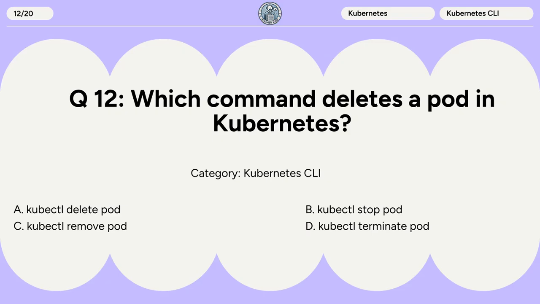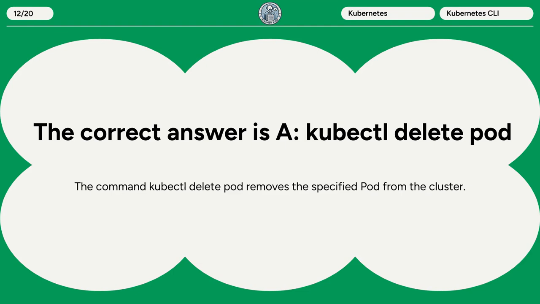Question 12. Which command deletes a pod in Kubernetes? A. kubectl delete pod. B. kubectl stop pod. C. kubectl remove pod. D. kubectl terminate pod. The correct answer is A. kubectl delete pod. The command kubectl delete pod removes the specified pod from the cluster.